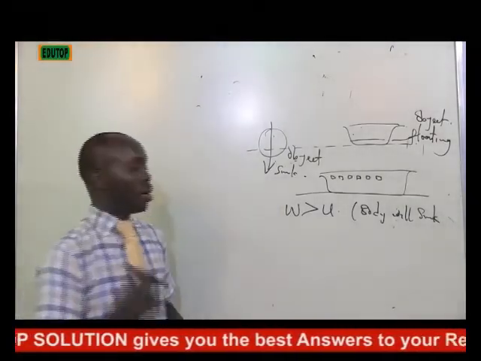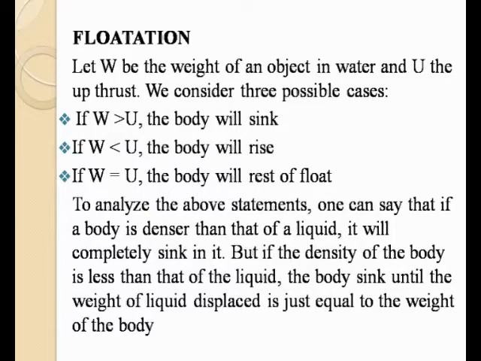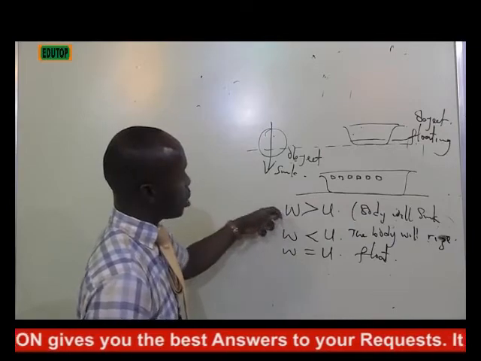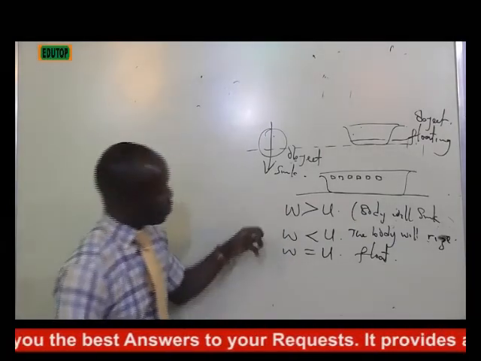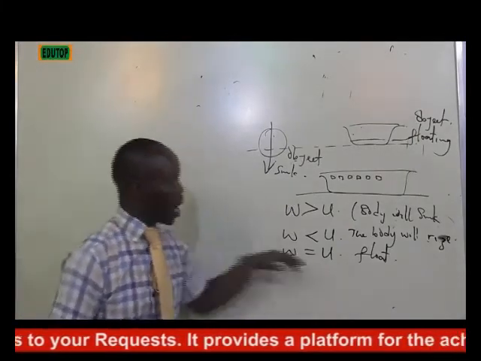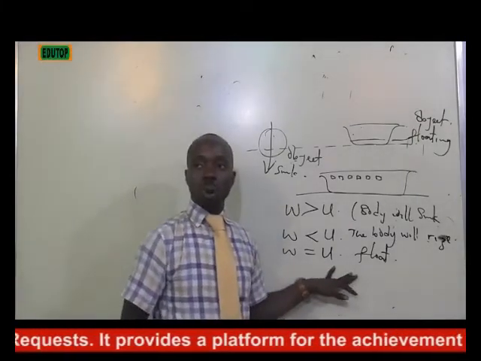Now, the second point is that when your weight is less than your upthrust, the body will just rise upward. It's not going to float. But it is only when your weight equals your upthrust that the body will float. That is, it will just rest on the water. So if the upthrust is greater than the weight, there is an issue. If it's lesser than the weight, there is also another issue. It only floats when the weight of the body is equal to the upthrust.